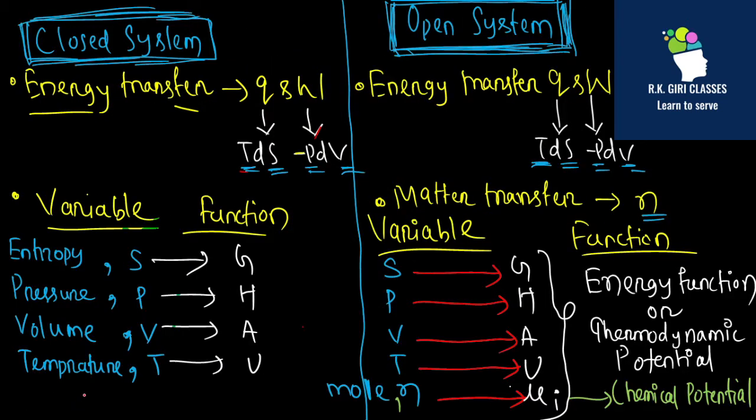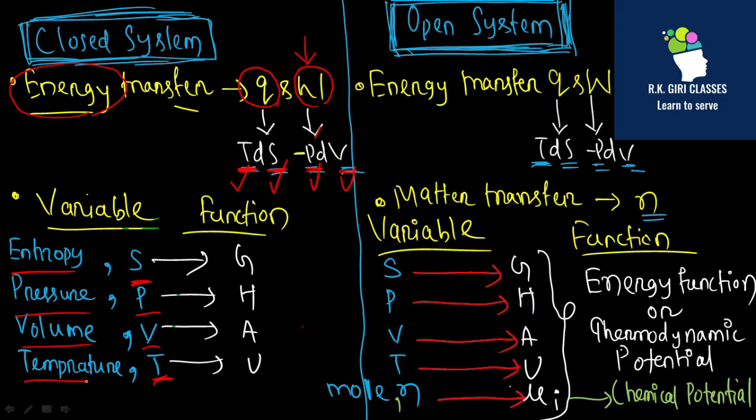Okay, so coming to the next slide. In closed system, energy transfers, that means the mode of transfer is via heat and work. Heat can be represented in thermodynamic terms as TdS, where T and S are variables here in case of a closed system. And work can be represented like this: minus PdV, and here P and V are variables, that is entropy, pressure, volume and temperature are your variables in the closed system.